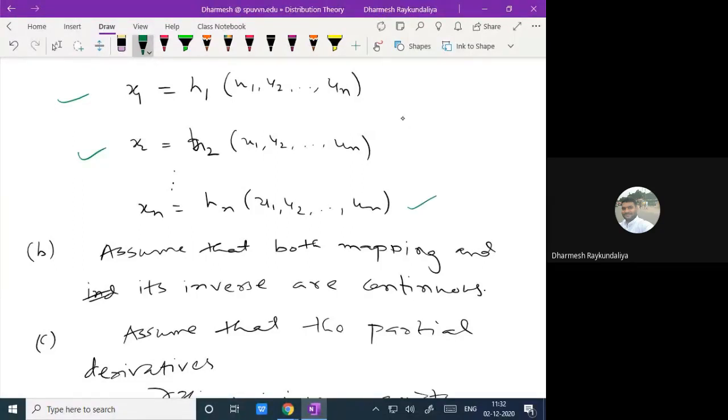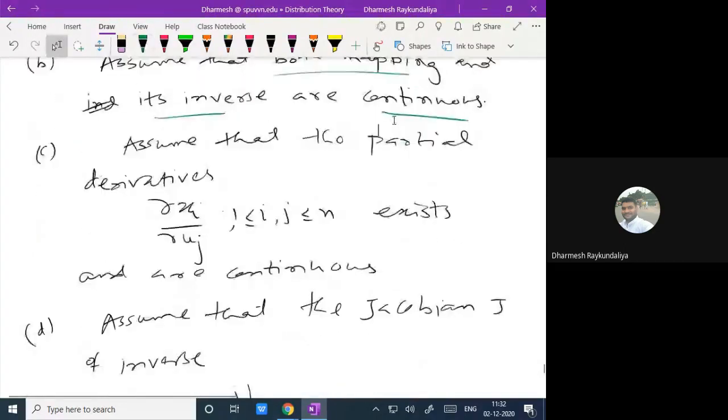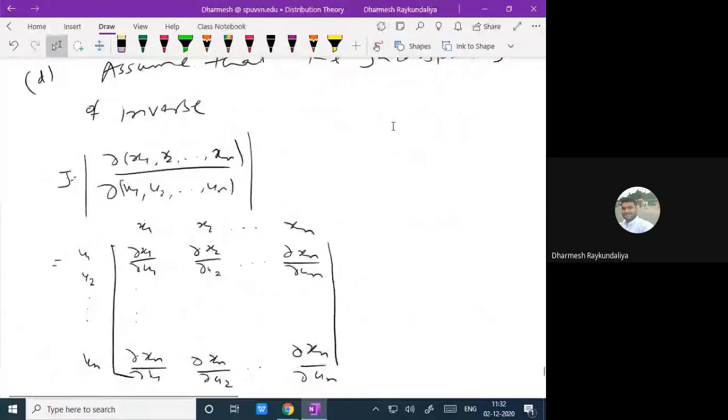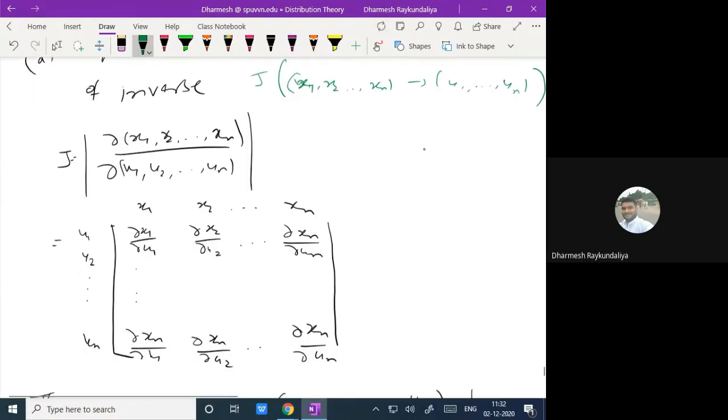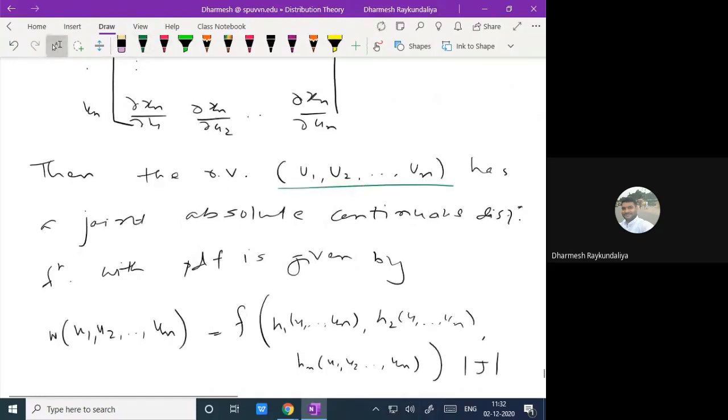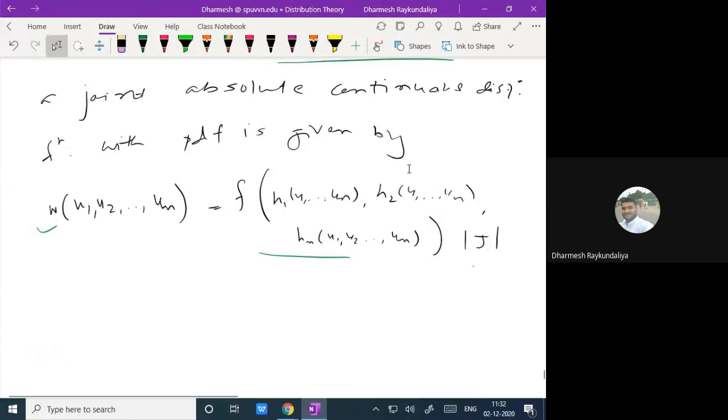Okay, and further both the mapping and inverse are continuous, and assume that the partial derivatives exist and they are continuous. Then the Jacobian of the inverse transformation from x1, x2, xn to u1, u2, un is also written in this way, and is given by this. Then the joint density of the random variables u1, u2, un is given by, let us say, w of this, which is nothing but f of this into the Jacobian J. So let us understand with one example.